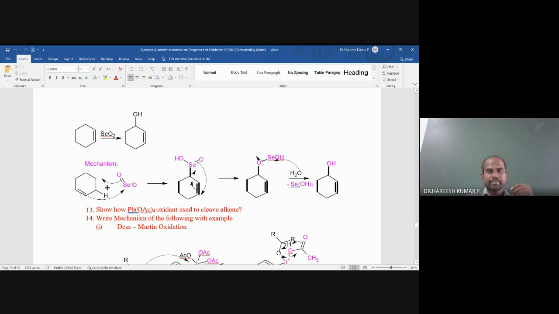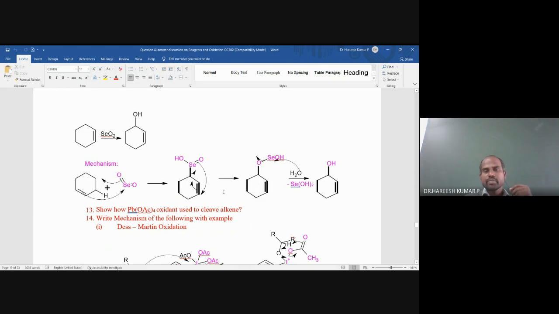Okay. Allylic proton means this proton. You know that this proton is acidic. There will be a new bond formation between this bond pair and this selenium. That's what I have written here. And this can pick up a proton. The proton may be this one.